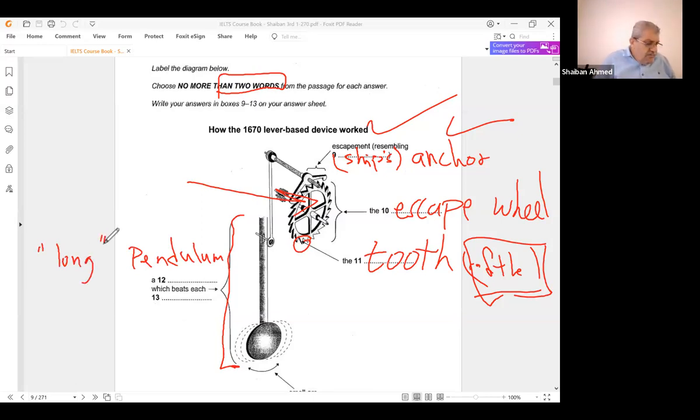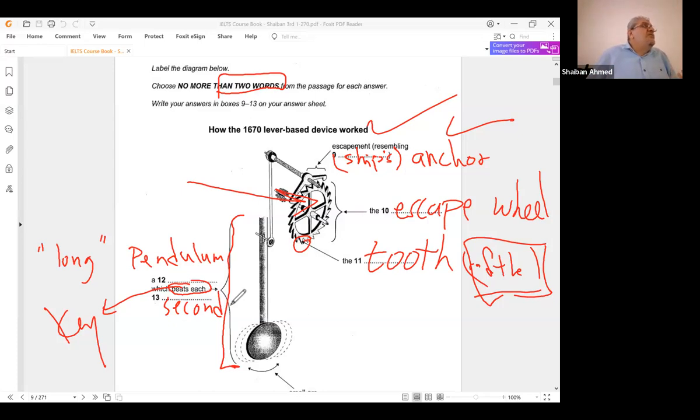Pendulum, which could beat once a second, beats each second. This is a key. In this way, in just 5-6 minutes, you can finish five answers because it's a diagram. There is no chance to miss. Anyway, let's say 10 minutes. We finished it in 10 minutes, but I guarantee 5 correct answers.